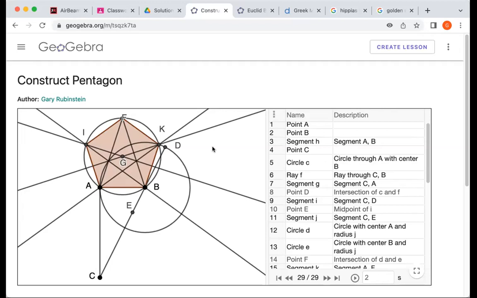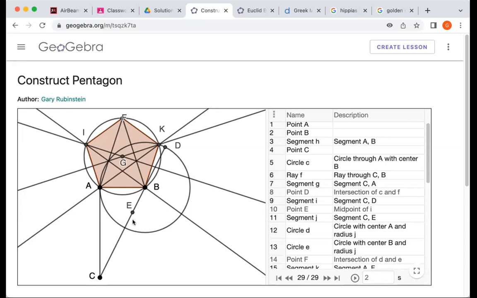Question: is the length of CE the same as BF? Where's C on this picture? On the one I had from before? No, this picture. Oh, CE, yes. CE is the same as BF, is the same as FA. Okay, that's right. I see it.